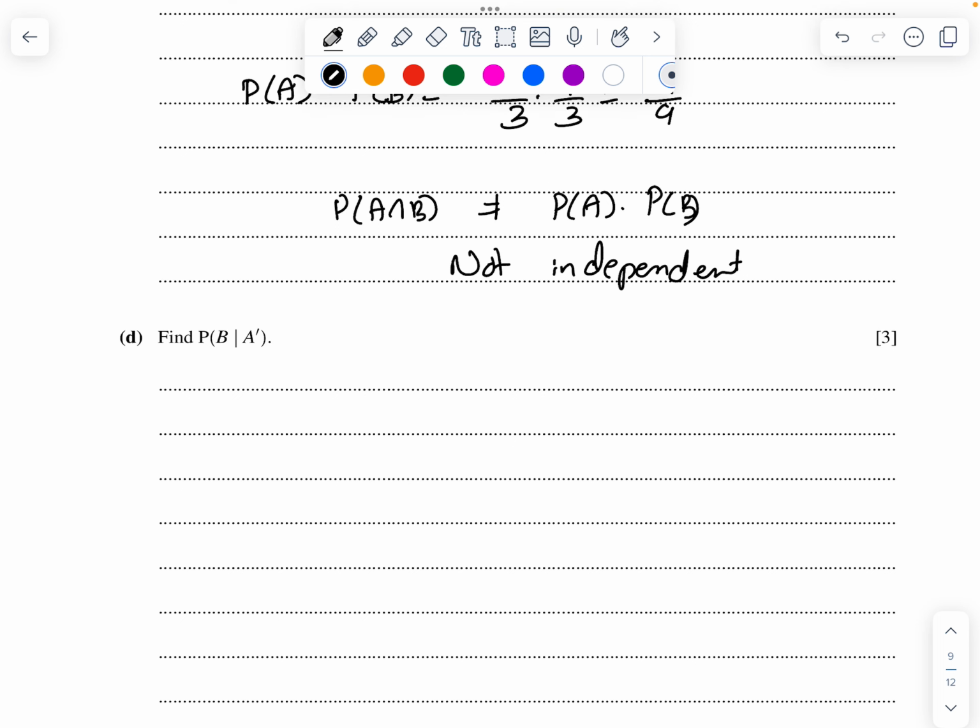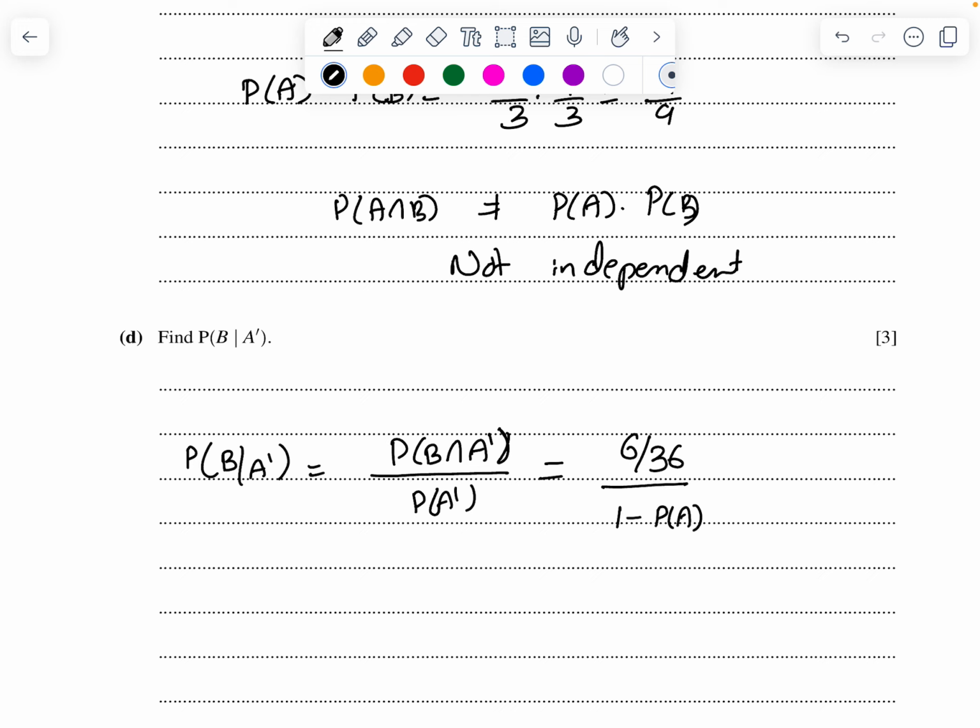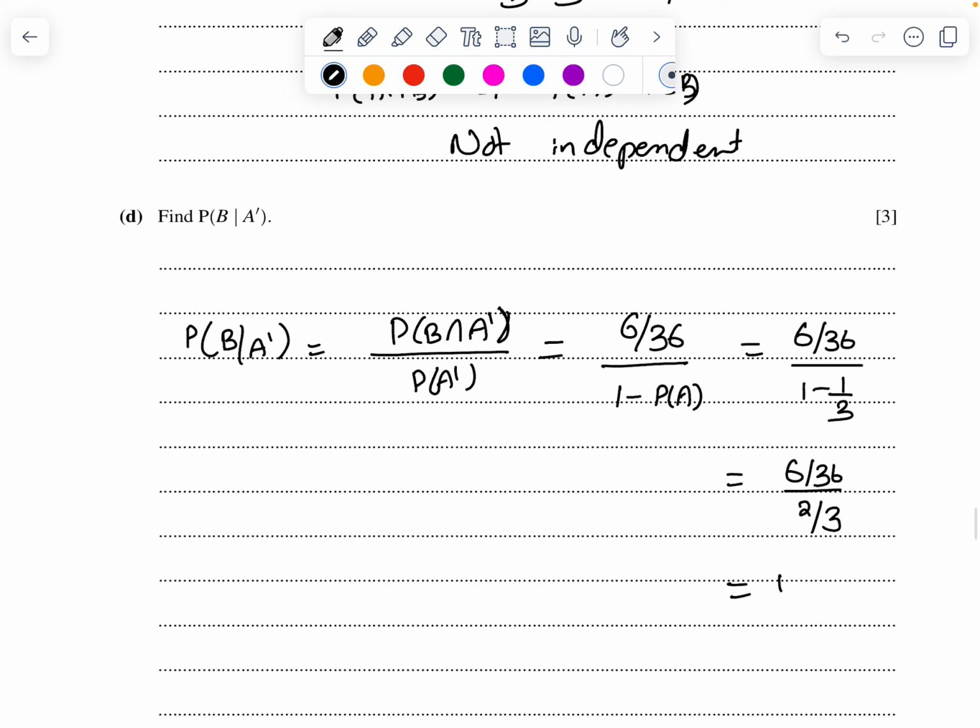Find the probability of B given A complement. The probability of B given A complement is the probability of B intersection A complement divided by the probability of A complement. The probability of B intersection A complement is 6 upon 36, and the probability of A complement is 1 minus the probability of A, which is 1 minus 1 upon 3. So it is 6 upon 36 divided by 2 upon 3, which is going to be 1 upon 4 or 0.25.